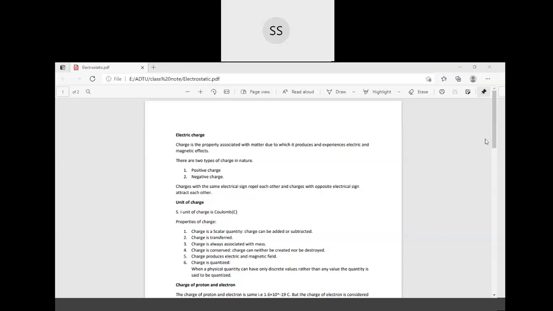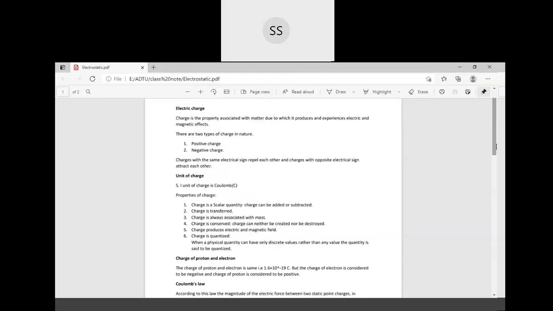So there are some properties of charge. First one is charge is a scalar quantity. That means charge can be added or subtracted. Next, charge is transferred. Charge can be transferred from one body to another, but only the negative charge can transfer from one body to another. Positive charges stay within the nucleus.